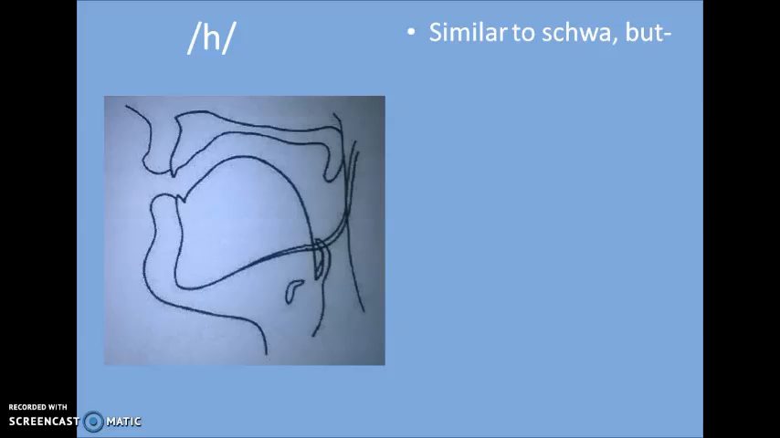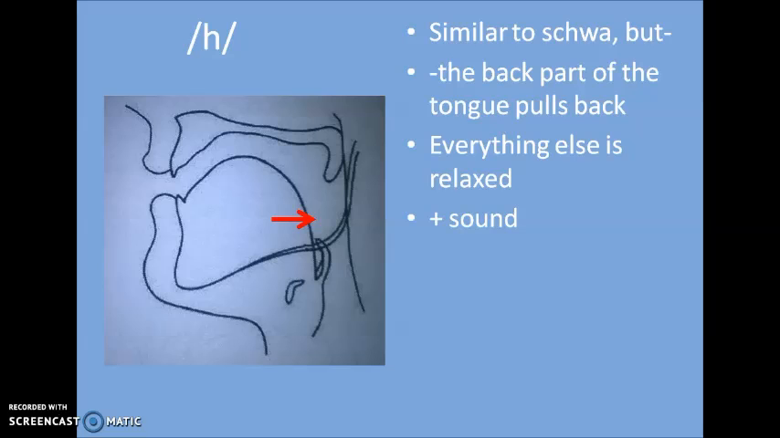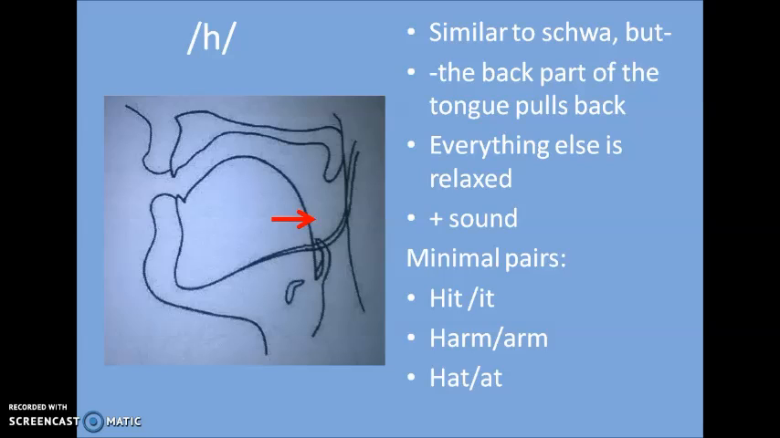Another tricky sound for Spanish speakers is h. The problem here is that h does not exist in the Spanish language. It's pronounced in a similar way to schwa, but the back of the tongue pulls back. Everything else is relaxed, just like in schwa, and of course there is breath. Try it out. Let's try with minimal pairs now. Hit, it. Harm, arm. Hat, at.